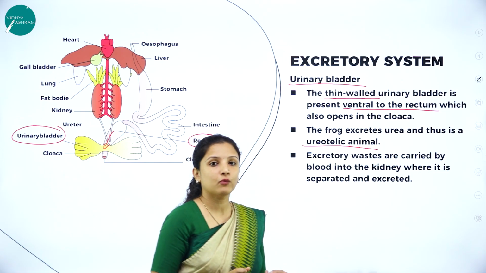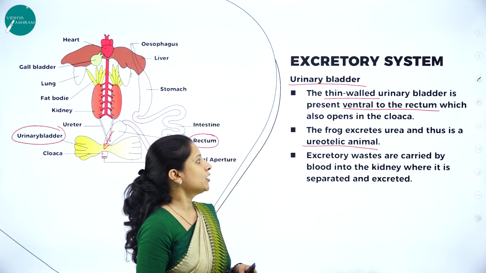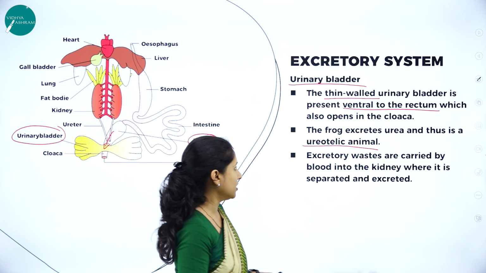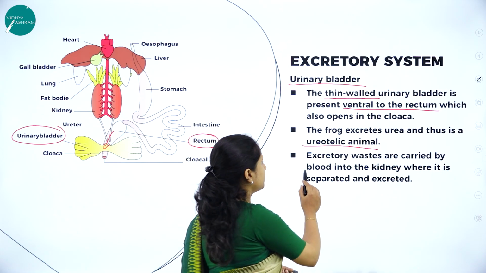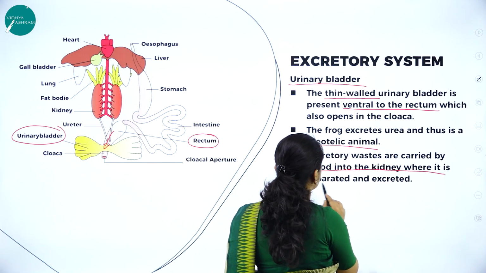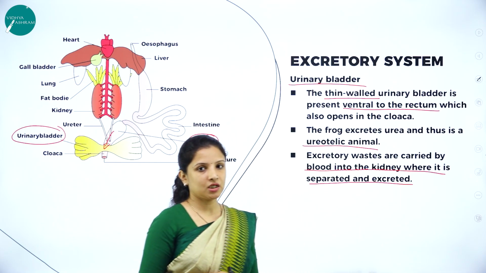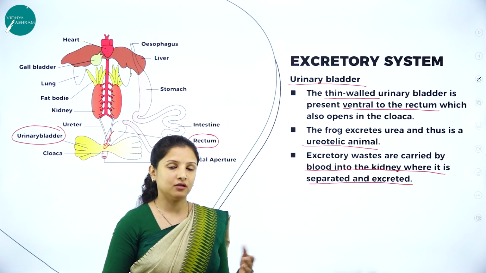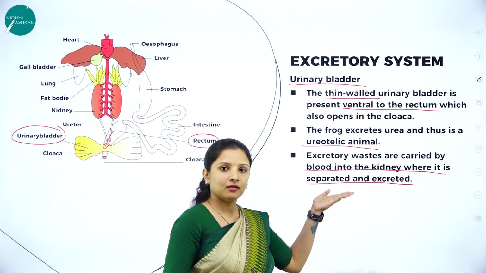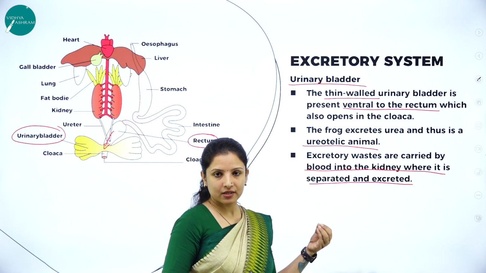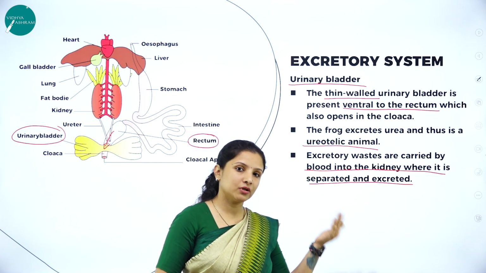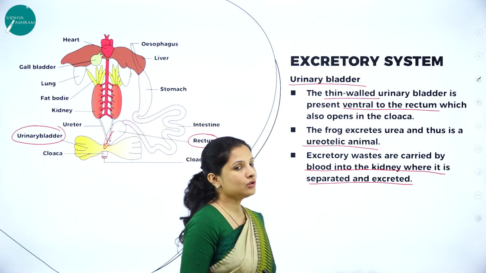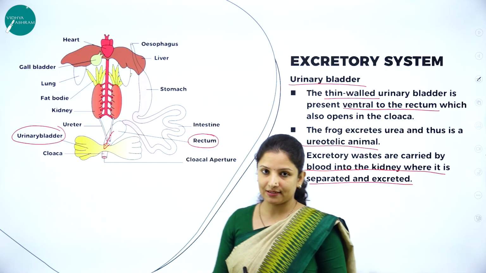This is important for a one word question. The frogs are ureotelic animals because they excrete their waste in the form of urea. The excretory waste is carried by the blood into the kidney, where it is separated and excreted. So it gets filtered, separation takes place with the help of the nephrons, the excretory units, and then it passes to the ureter, then into the cloaca, then into the urinary bladder, then into the cloaca again and comes out through the cloacal aperture. So this is how the entire excretory process occurs in a frog.